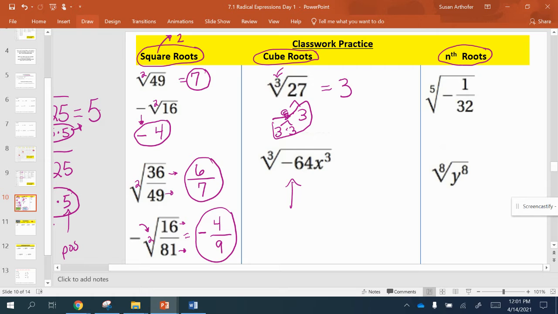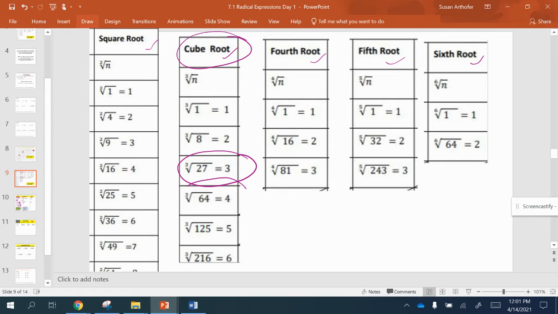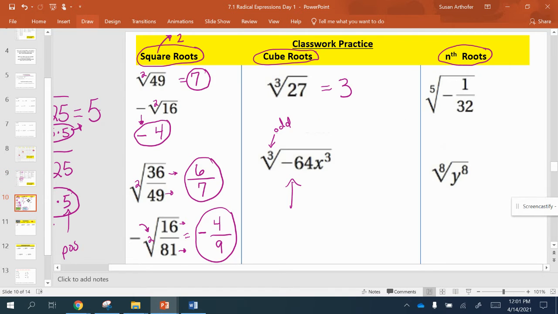Now, why can I do a negative when this is odd? I'll show you why. So 64, if we go over to our cube root chart, the cube root of 64 is 4. So you ask yourself, is negative 4 times negative 4 times negative 4 worth negative 64? It is. You have 3, because remember, you need 3 of the same number. So the cube root of negative 64 is negative 4.